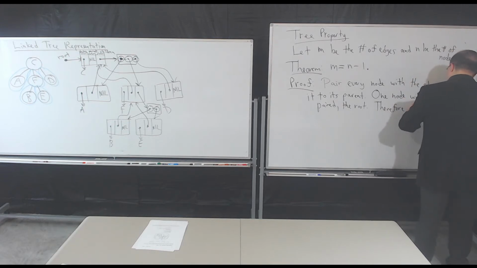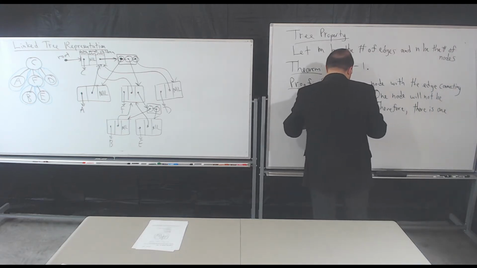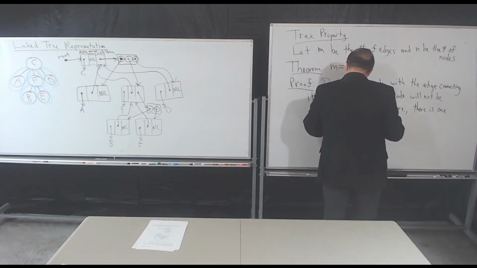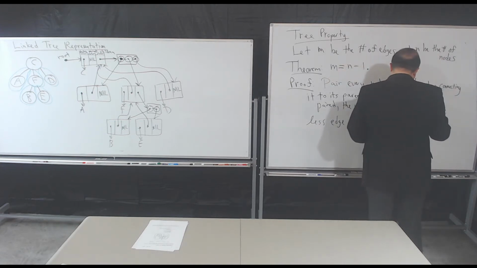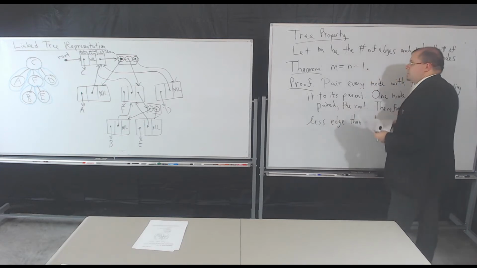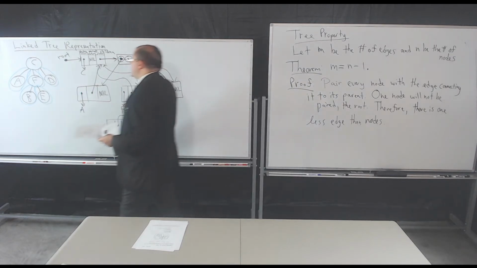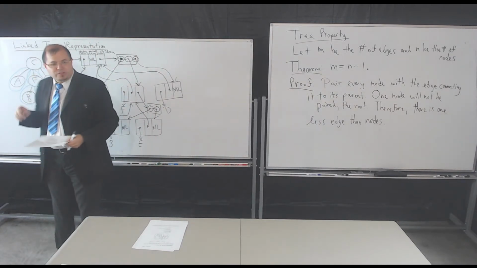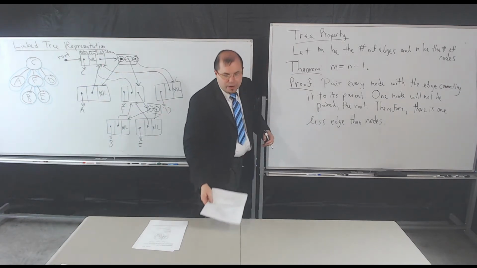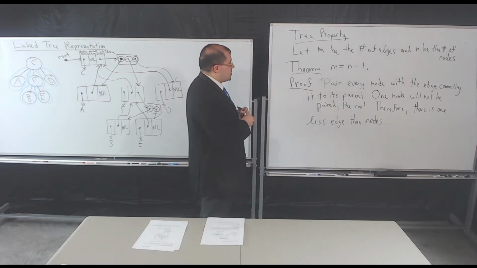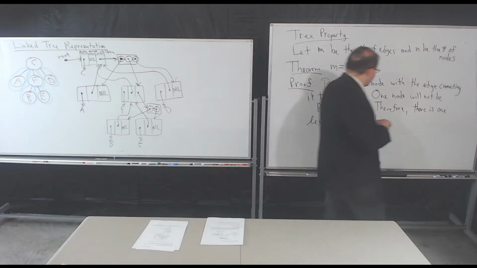Therefore, there is 1 less edge than nodes. Right? See, is that not very hard to see? So there has to be one less edge than the number of nodes because the root does not have one I can match it with. This is a very simple argument where I'm just pairing and counting. Does everybody understand that? This is a very simple proof. I like this proof.